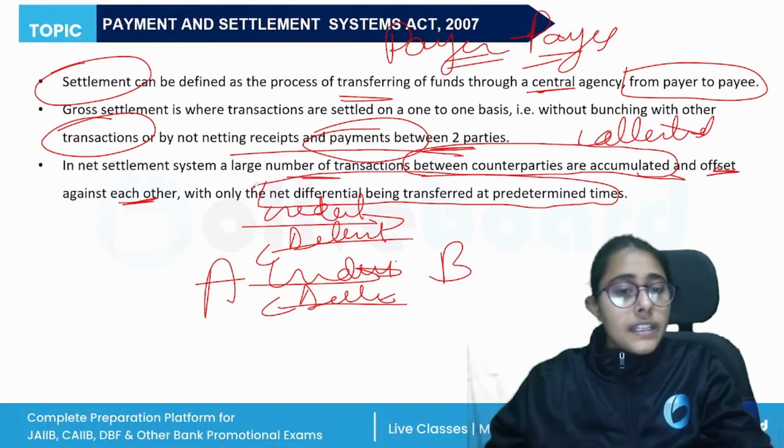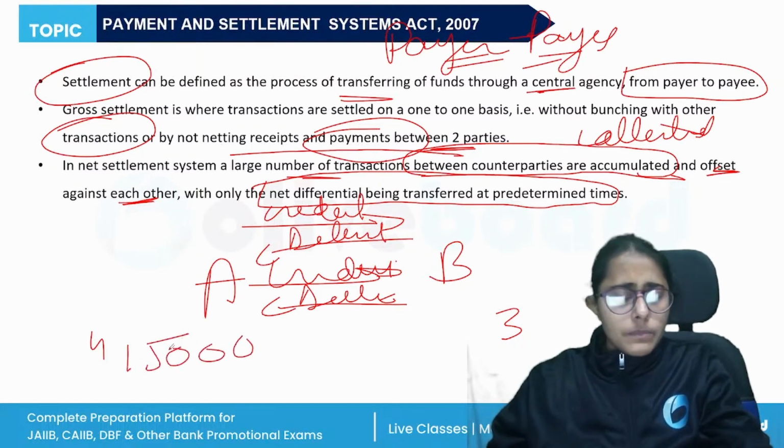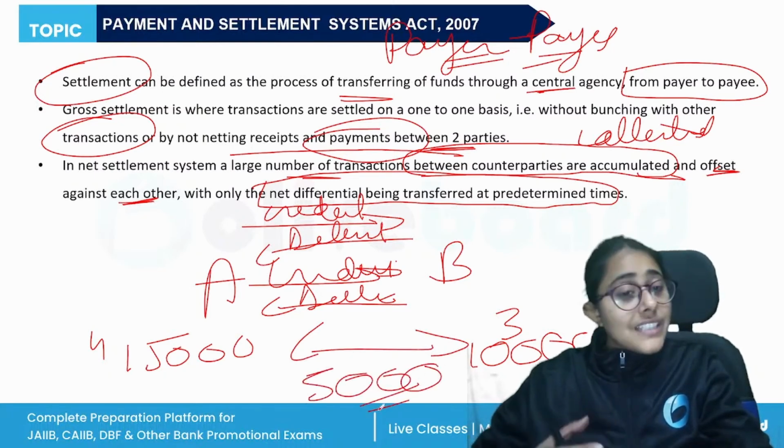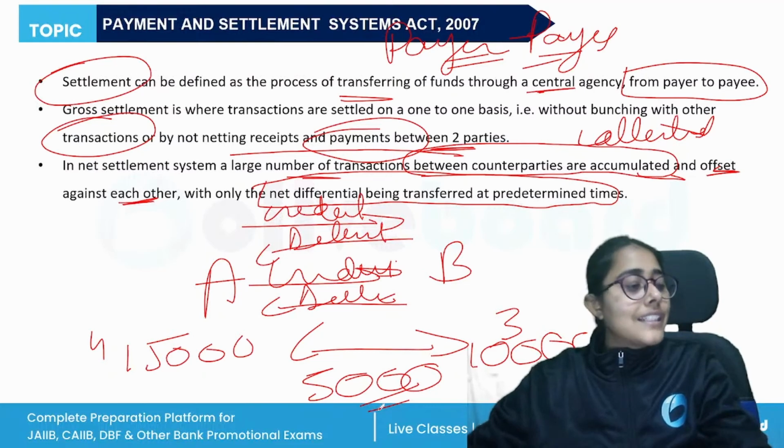So what is happening here? Let's say there are 4 credit transactions and 3 debit transactions. Credit transactions amounting to a total of rupees 15,000. We are taking just a small number. And all the debit transactions from this side amounting to rupees 10,000. These will be offset and only the payment will be made of the remaining 5,000. So this is a set off which is done in the net settlement.